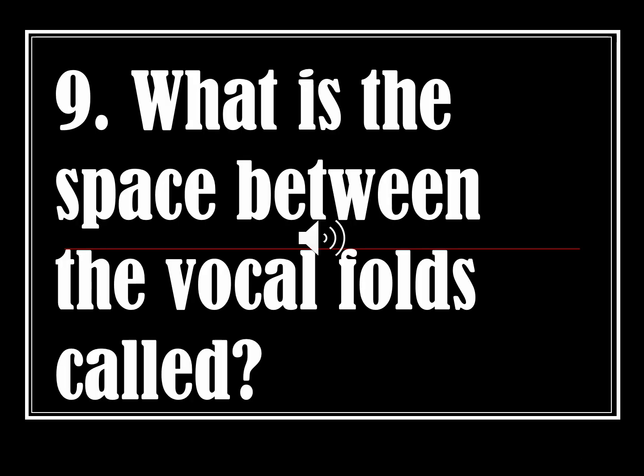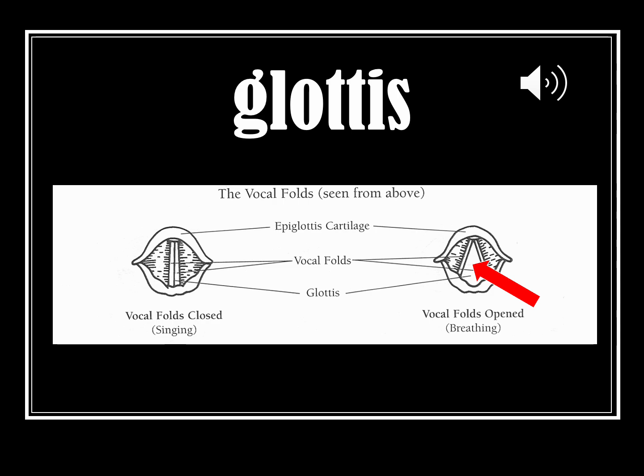Now, I haven't covered this so far, but there's a little space between the vocal folds that opens and closes depending on if you are making sound or just breathing. That space is called the glottis. And when you do a harsh slapping of the vocal folds together, oh, you get a stroke of the glottis. Oh!